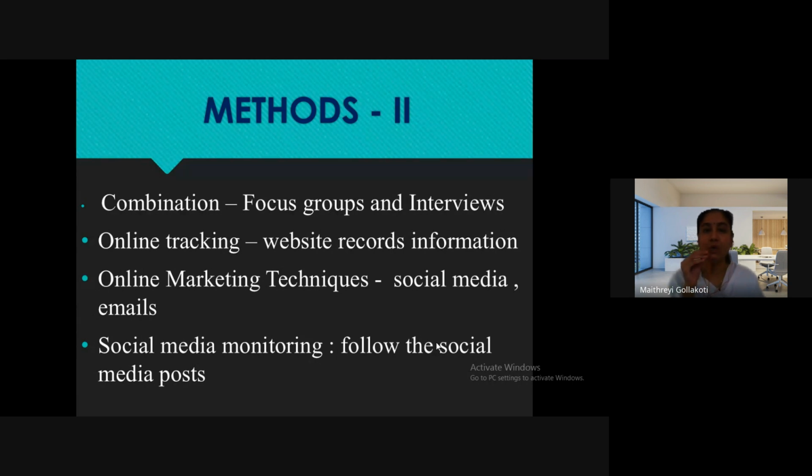Okay, next is online tracking. Website records information. Online tracking means when you take information from a research website or somewhere, you have to see, as I told you about the date, how it is updated, whether it is verified by others, or whether there is feedback from others. If there is nothing like that, you can't take that information. That is not reliable information. You have to see these things before taking information.